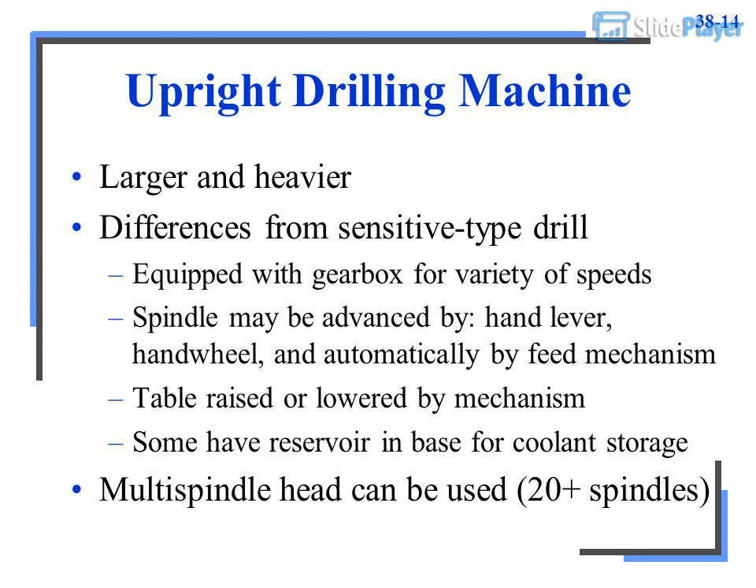Upright drilling machine. Larger and heavier. Differences from sensitive type drill. Equipped with gearbox for variety of speeds. Spindle may be advanced by hand lever, hand wheel, and automatically by feed mechanism. Table raised or lowered by mechanism. Some have reservoir in base for coolant storage. Multi-spindle head can be used, 20+ spindles.